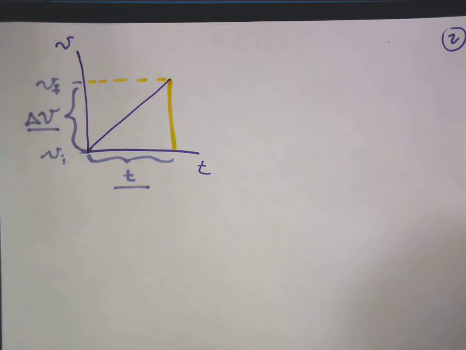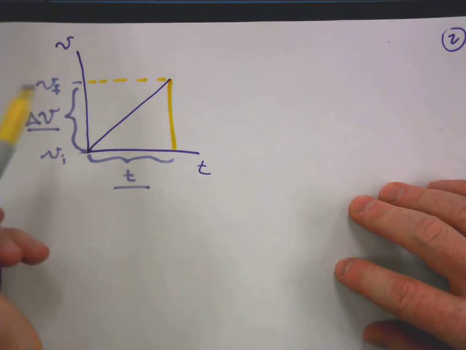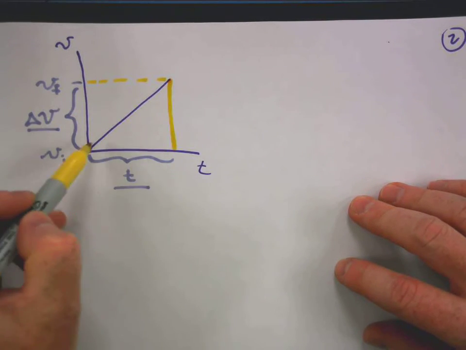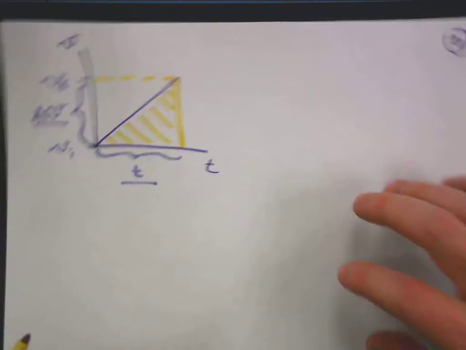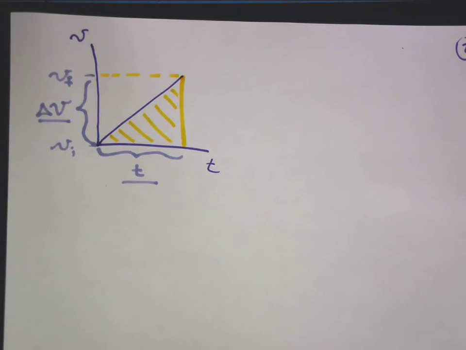And we want to calculate the area under this line on the VT graph. So I'm not looking at the whole rectangle anymore. The area under the line is just the triangle. What's the area of the triangle?